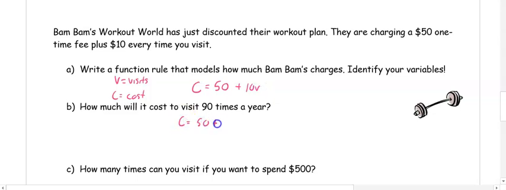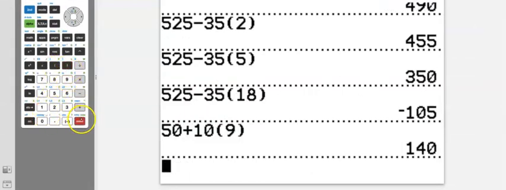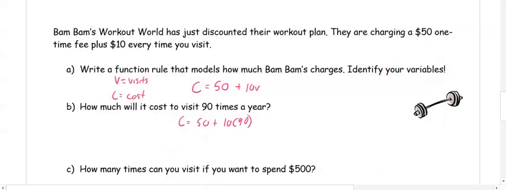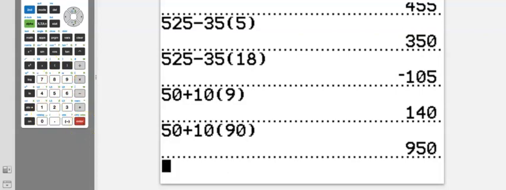How much would it cost for 90 visits? So we have 50 plus 10 times 90. Oops, we forgot a 0 there. 50 plus 10 times 90. That's going to get us 950.